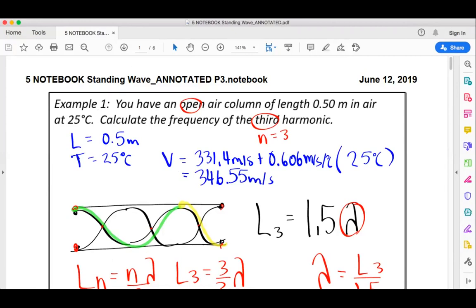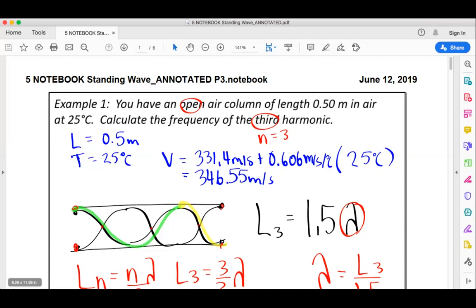So you might wonder, why am I given temperature? But you might remember from last video that temperature tells you the speed of sound at that temperature. So we've got the speed. We've got length. What can we do with that? Well, drawing a diagram is always really important. It says that it's the third harmonic.